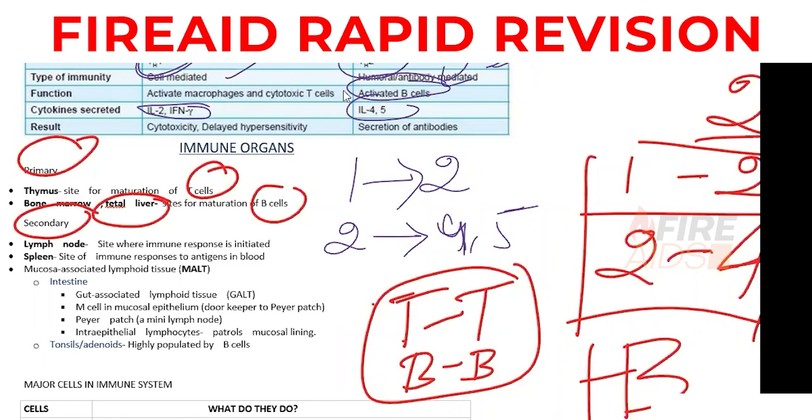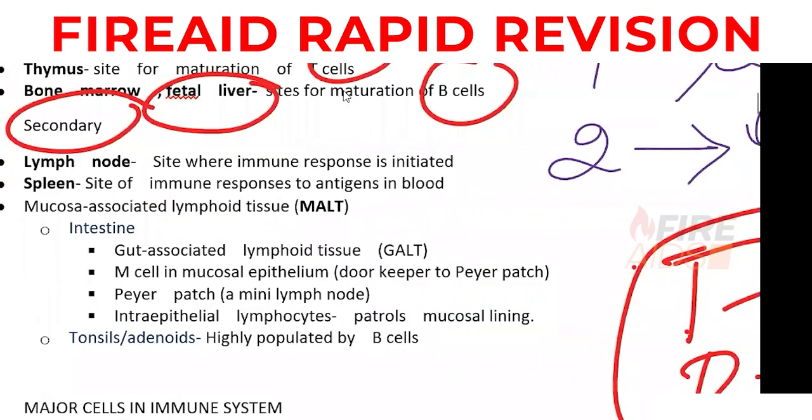Next is secondary. The secondary immune organs are lymph node, spleen, and MALT, mucosa associated lymphoid tissue. Lymph node is where the immune response is initiated. Spleen is the site of immune response to antigens in blood. Mucosa associated lymphoid tissue could be from intestines or tonsils. I'm not going much inside this.